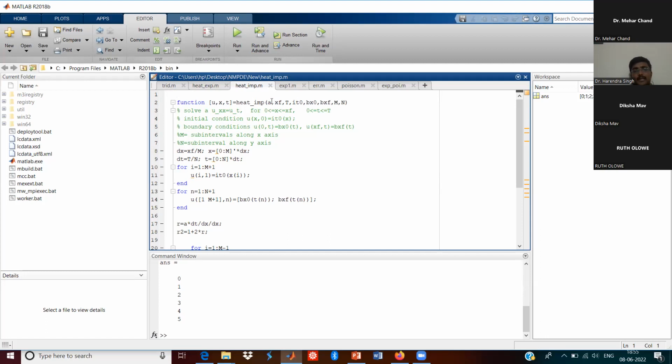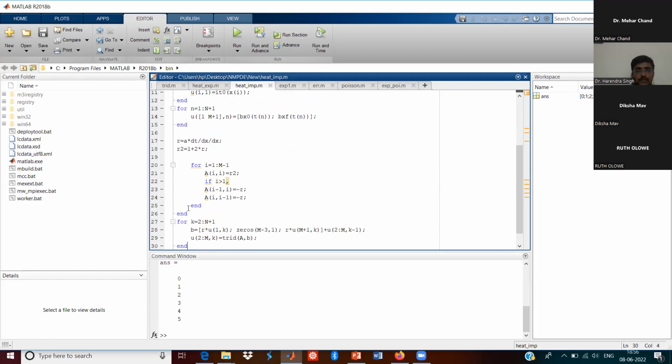For that purpose, again we need this type of input. I have already explained that input, a, xf, t, it0, bx0, xf, because the problem is the same but the scheme is different. So the requirements for this case will be the same as for the previous case. You can see that again I have divided dx as xf by m, dt as t by n, and these are the initial condition and boundary conditions. From here the program is the same. What will be the changes?